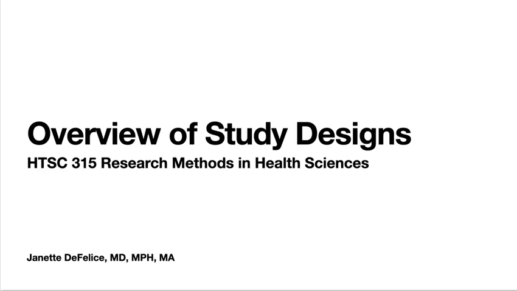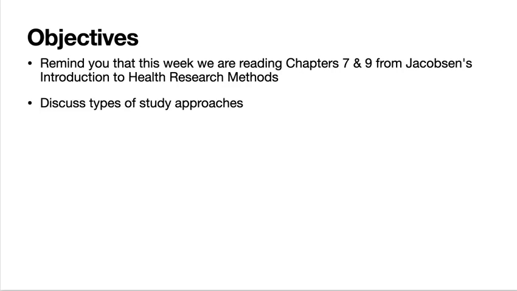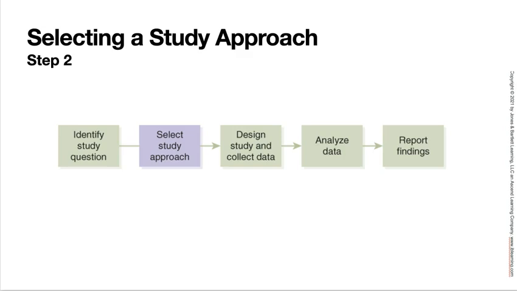of this class. So today, I just want to remind you that we are reading chapters 7 and 9 from our book, and we're going to talk about the different study approaches. So we are now on step 2 of our 5-step research diagram. We worked last week on identifying a study question. And so this week and in future weeks, we're going to work on selecting a study approach.